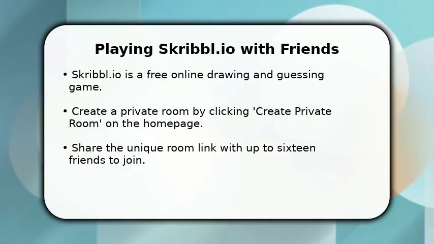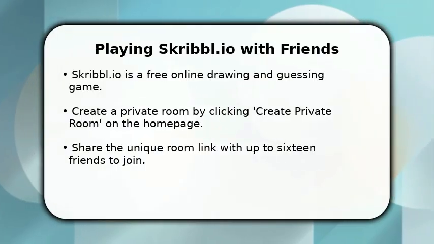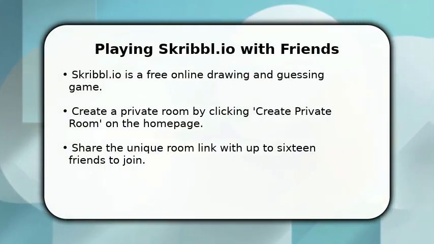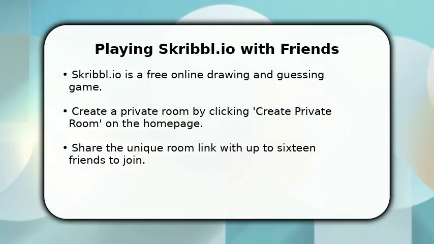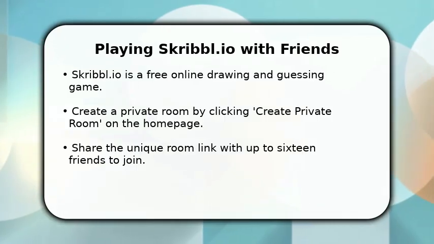In this video, I will explain how to play Skribble EO with friends. First, navigate to the Skribble EO website. You'll see an option to create private room right on the main page. Click this button to generate a unique game link.